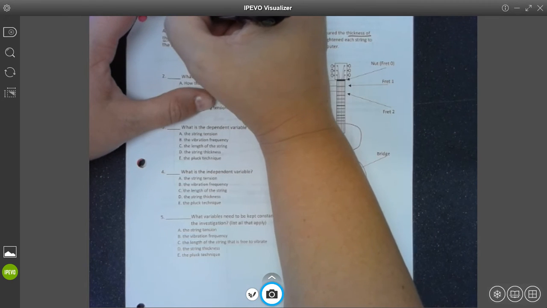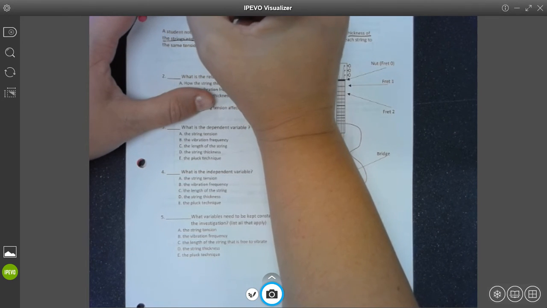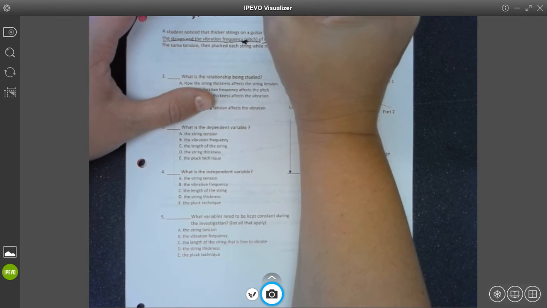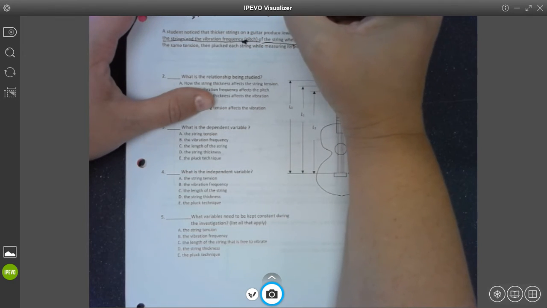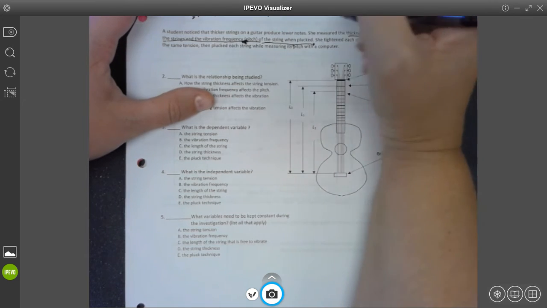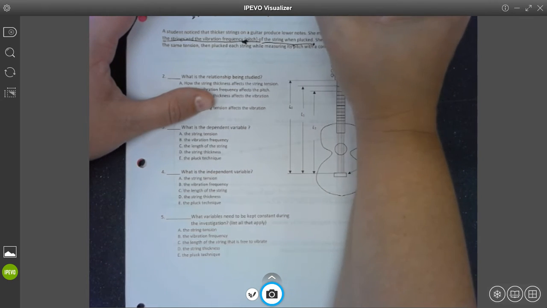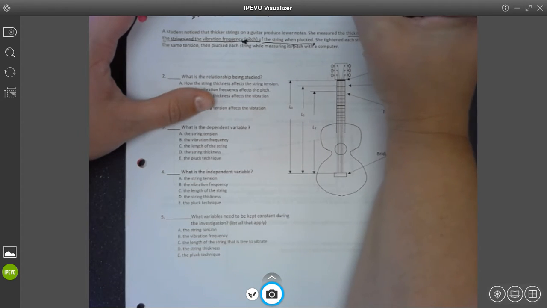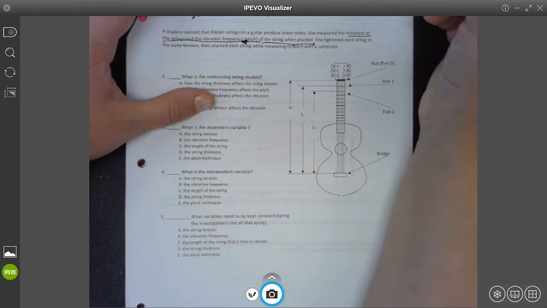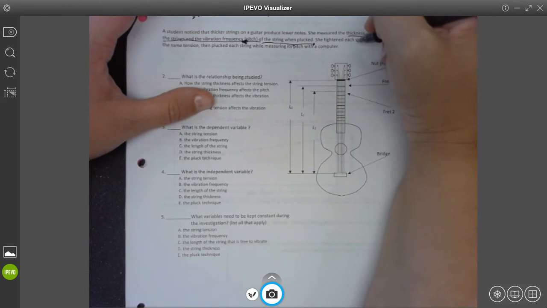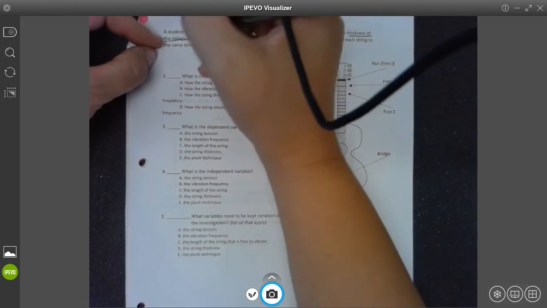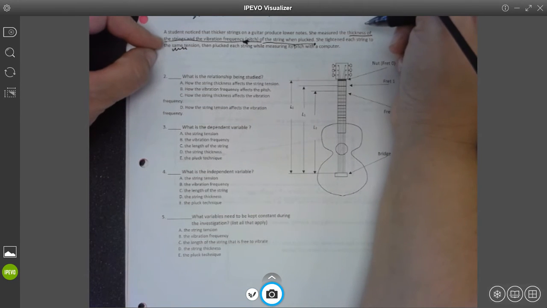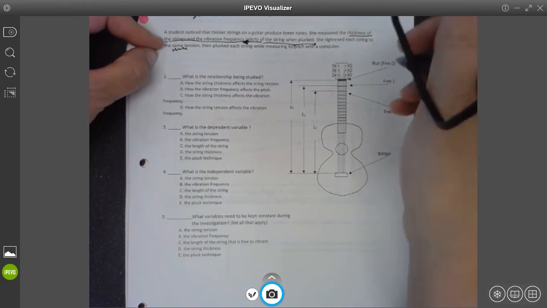And then in response to that, she measured the vibration frequency, which is going to be our dependent variable because it depends on the independent variable. I'm going to write vib freq, pitch of the string. She tightened each one to the same tension, and then plucked each string while measuring its pitch with a computer. It's probably a pretty solid way to do that.